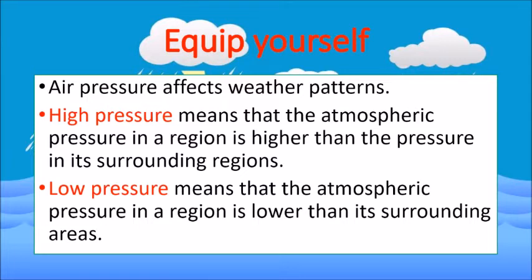Low pressure means that the atmospheric pressure in a region is lower than its surrounding areas. Wind is circulated inwards and lifts rapidly. Warm air rises and cools, and clouds are formed, resulting in rainfall and stormy weather.